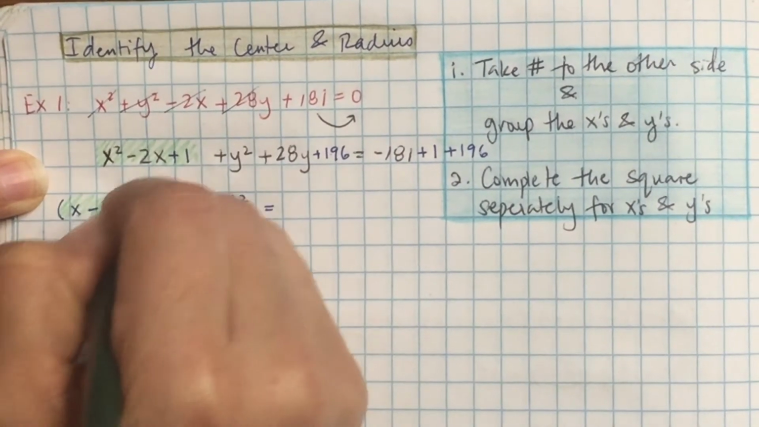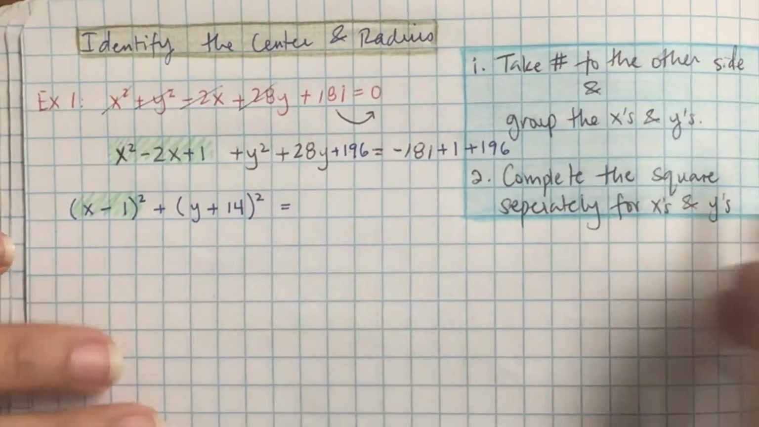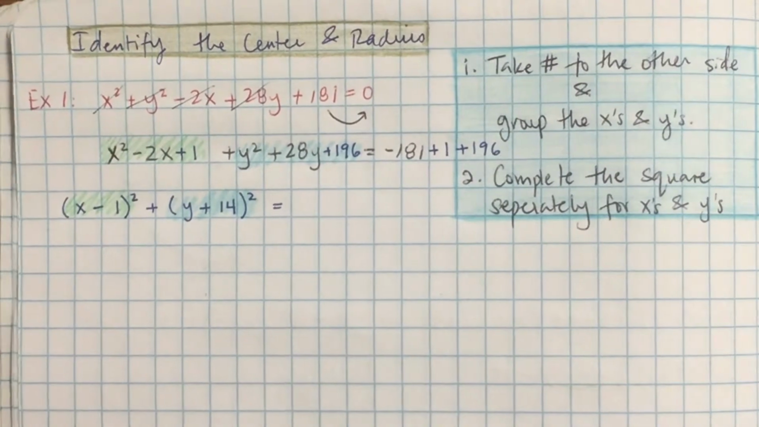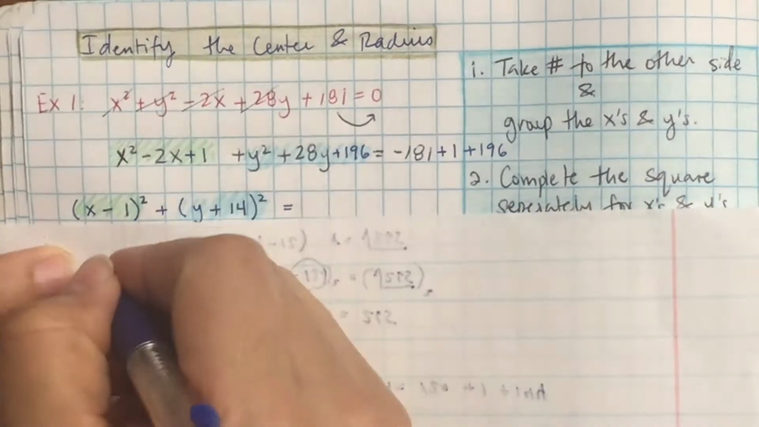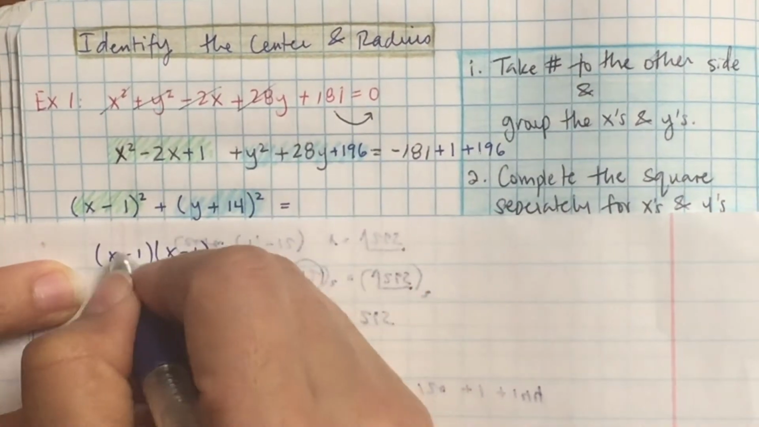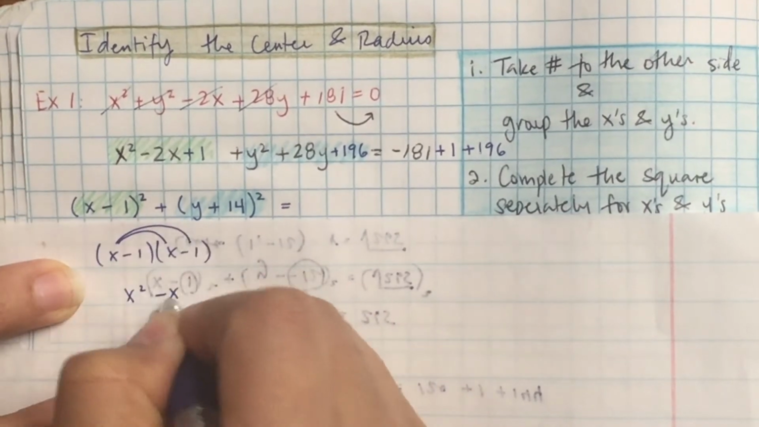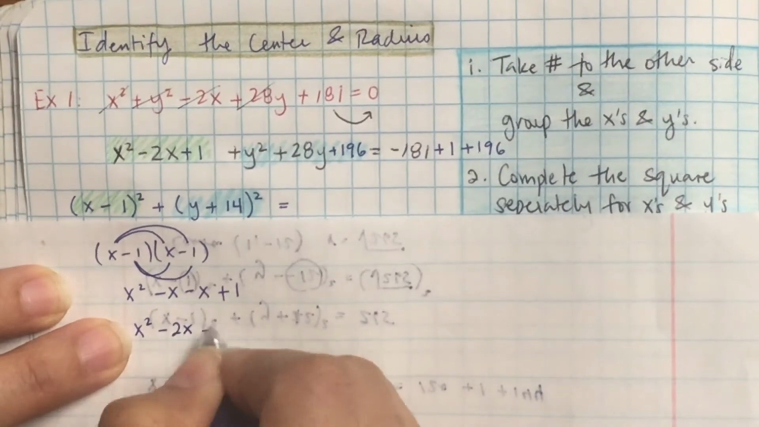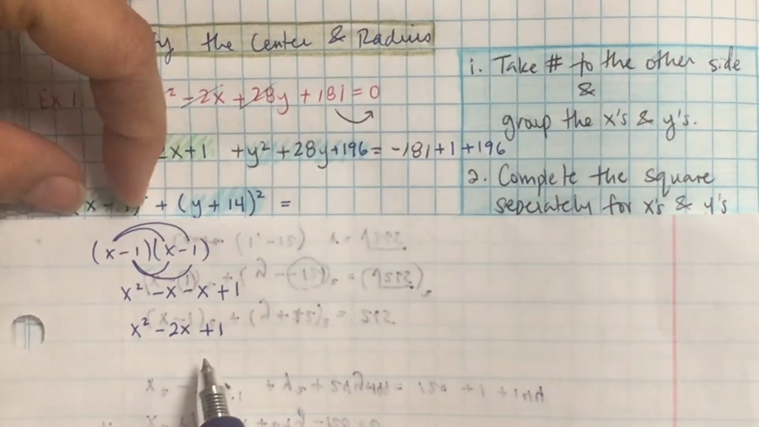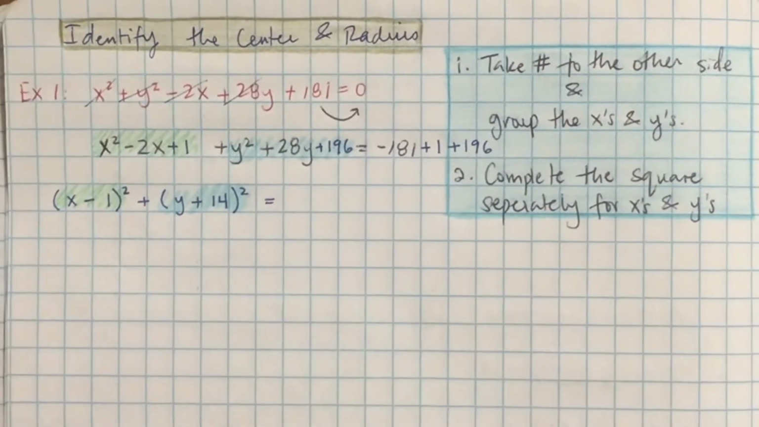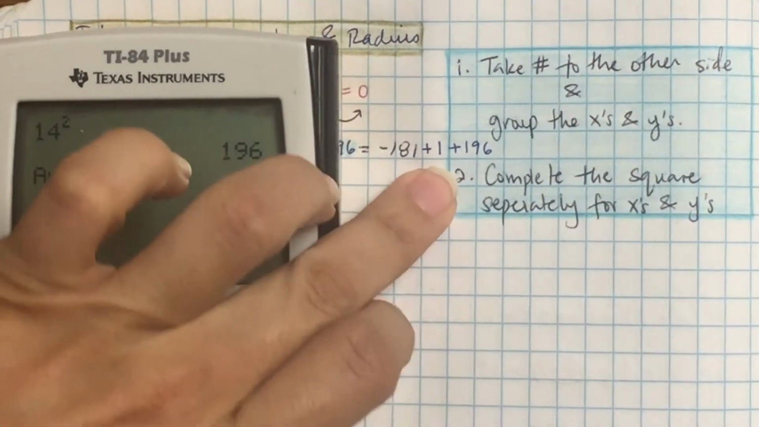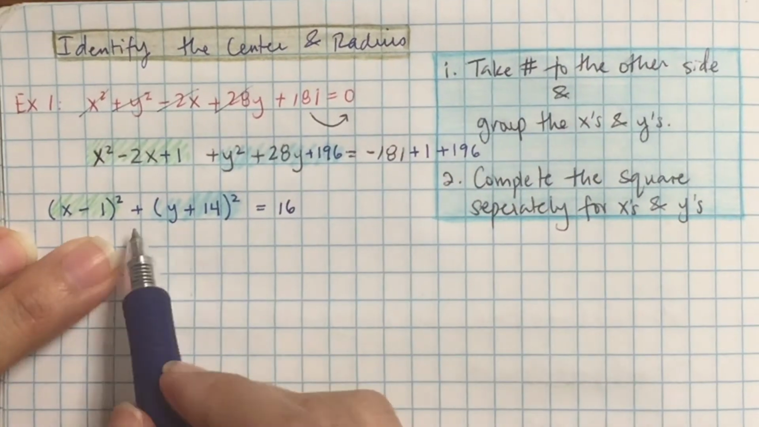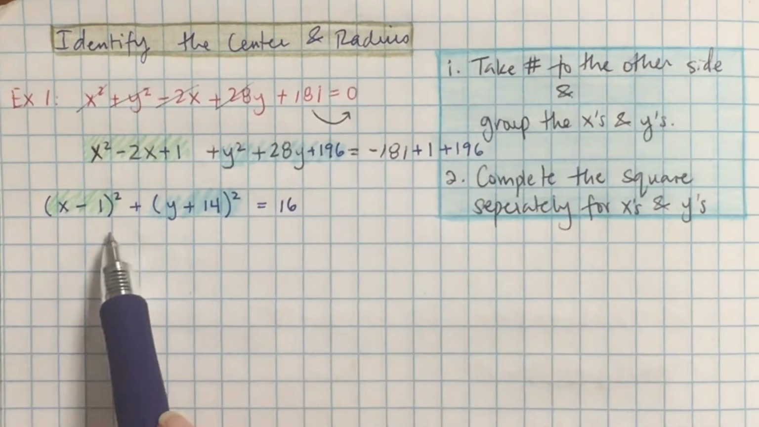And really, this whole green thing becomes that green parentheses. And I'm going to prove that to you. This blue part becomes the blue parentheses. So you have x minus 1 squared is x minus 1 times x minus 1. X times x, x squared, minus x, and then positive 1. Combine like terms, x squared minus 2x plus 1. And you can see that's the green line. The green line is the parentheses. So now all that's left is to do negative 181 plus 1 plus 196, which is 16. So I've completed the square.